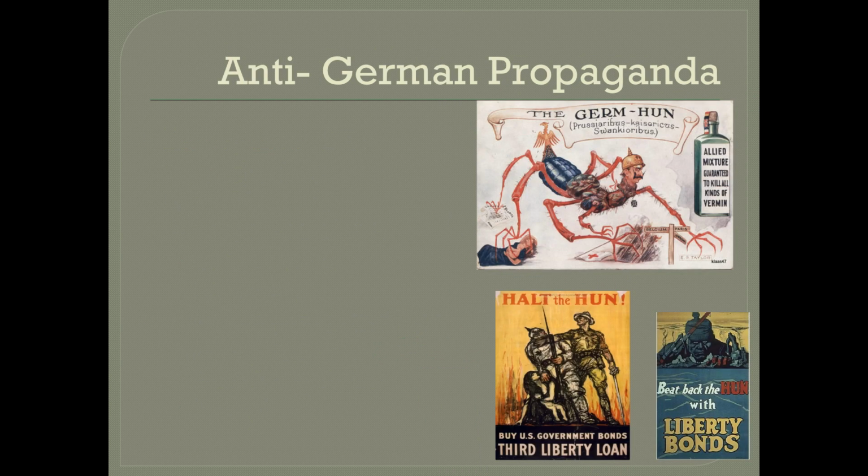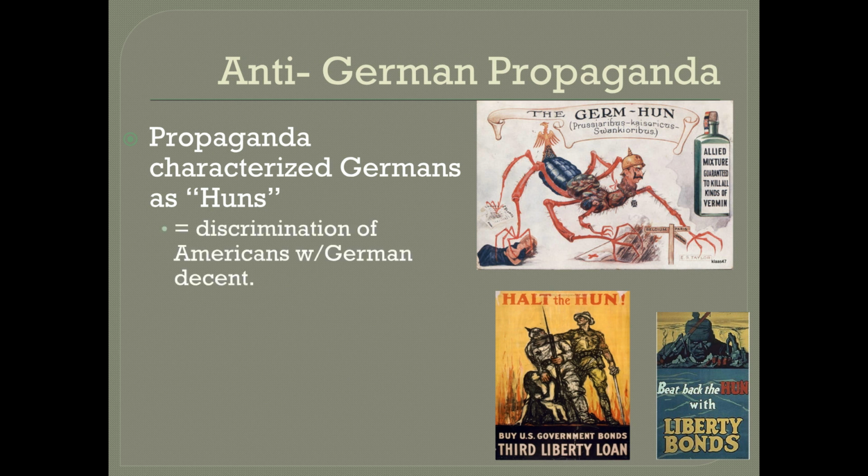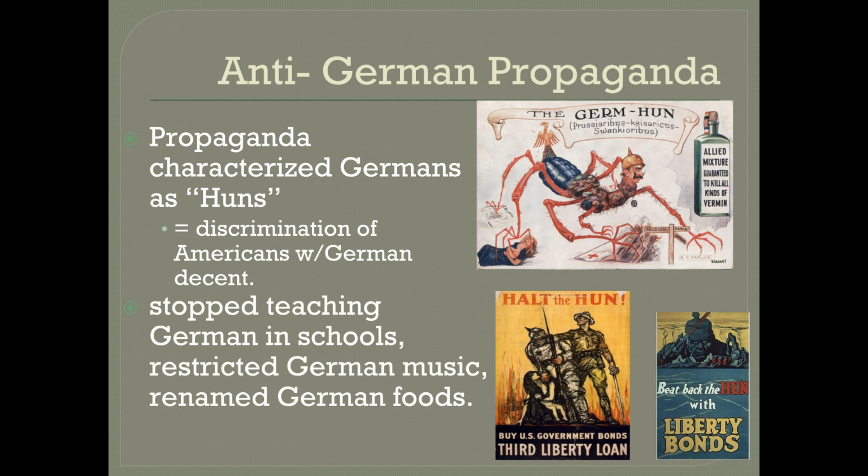There's also a lot of anti-German propaganda in the United States, and you can see a few of these posters. The Germans were often portrayed as Huns, and of course, it's showing you a little bit of those reactions to the Germans. You can see some of these are quite funny. Americans of German descent, so anybody from Germany or with a German background, were often discriminated against during this period. The United States even went so far as to stop teaching German in schools, restrict German music, rename German foods, and so on.